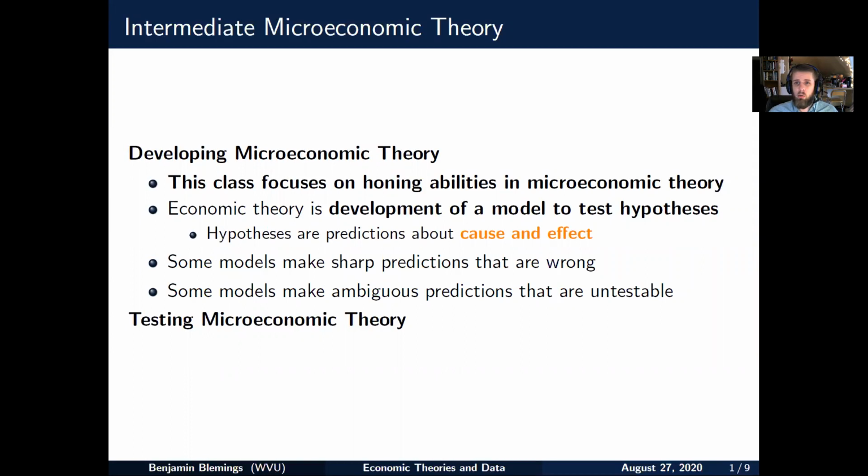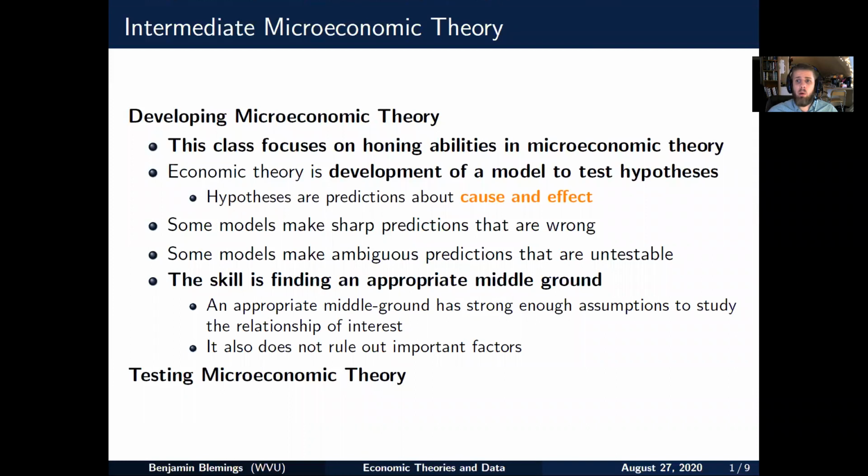Some models make sharp predictions and they're wrong. Some models make ambiguous predictions that are just plain untestable. The skill is finding an appropriate middle ground for making a model that both provides insight into the question that you're asking and has strong enough assumptions to study that, but it also is not ruling out important factors that are related to the question that you're studying. So the skill is finding that middle ground, which is what most of the models that we'll be using do.